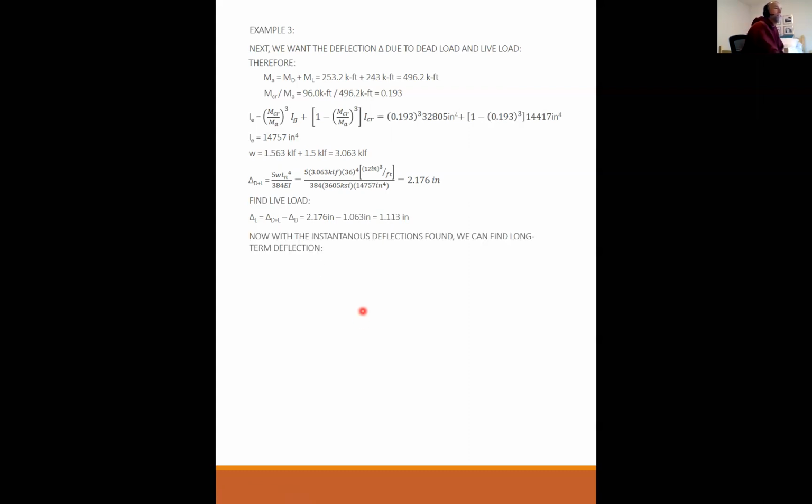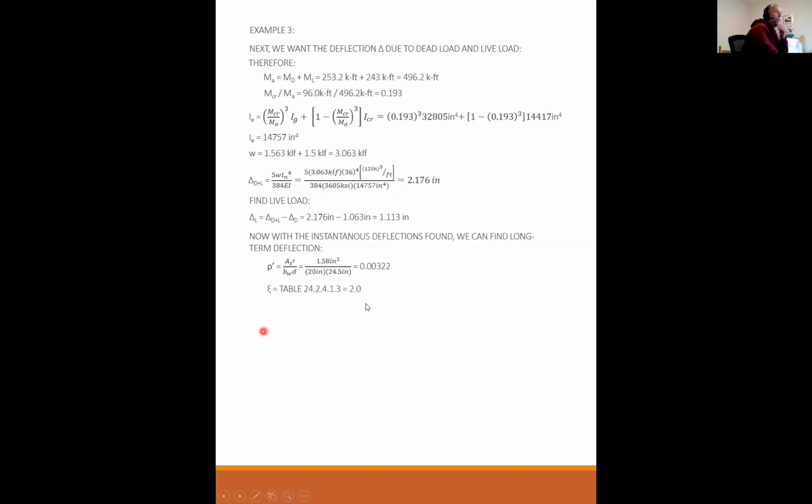Now, with the instantaneous deflections found, we can find the long-term deflection. So rho prime is A_S prime over b_w d, 1.58 over 20 and 24.5. And remember, rho prime is A_S prime over b_w d, not d prime. That'd be an easy mistake to make. So the rho prime is 0.0322.